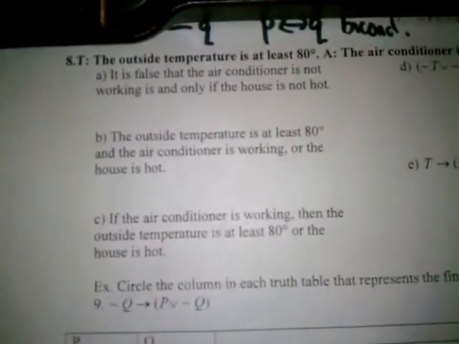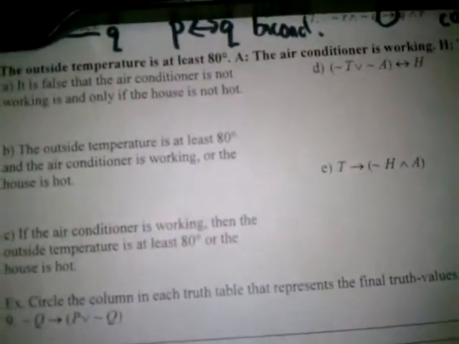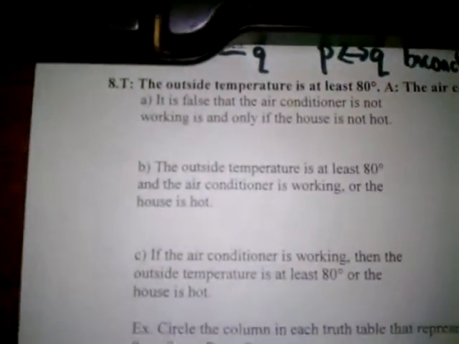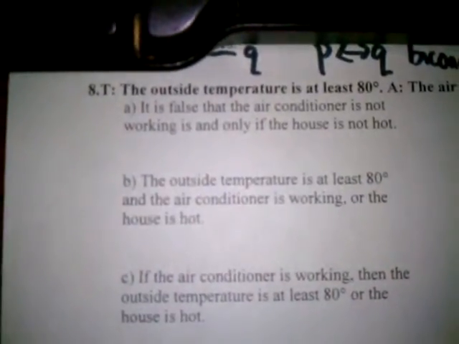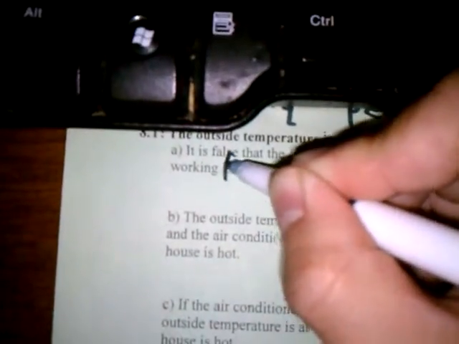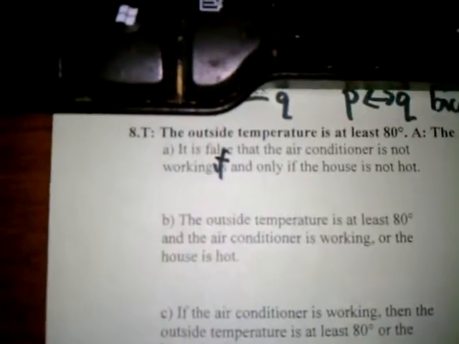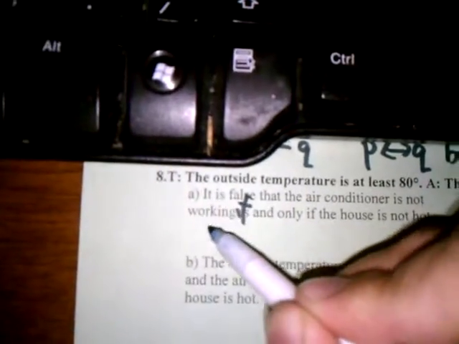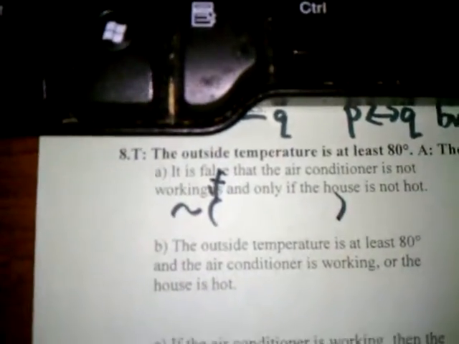So you are required to write A, B, C in a symbolic form. And for D and E, you have to write that in words. So how do we write question A in symbolic form? It is false that the air conditioner is not working if and only if the house is not hot. (This is a typo here, so change it to become "if and only if".) So the "it is false" is given to us by the parenthesis and the negation.